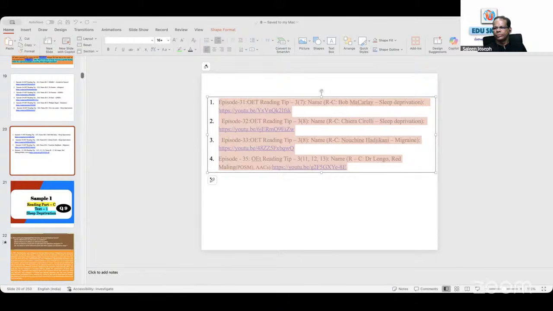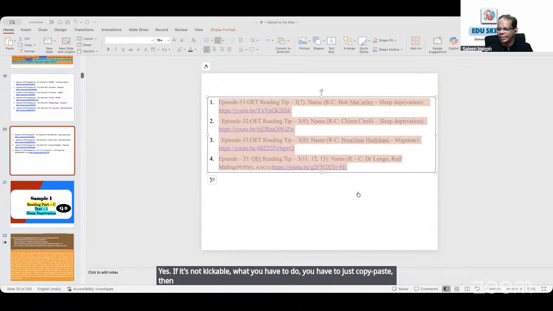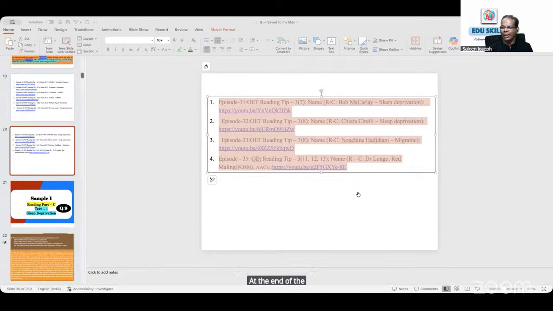Yes. If it's not clickable, what you have to do? You have to just copy it, paste, then click near the end of the link and press the space bar, or type one space, then it will become clickable. Okay, live it will become. Is that cool?